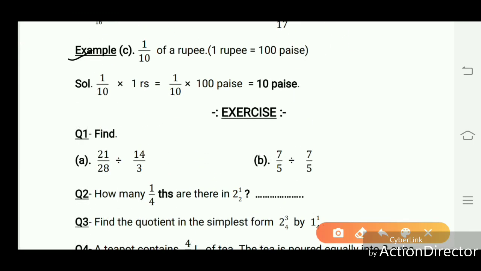Example C, 1 upon 10 of a rupee. 1 rupee equals 100 paise. In the solution, 1 upon 10 into 1 rupee equals 1 upon 10 into 100 paise, and 10 and 100 are divided by 10 times, and 1 tens are 10. So the answer is 10 paise.